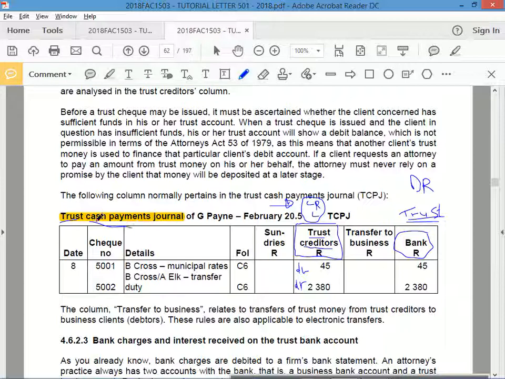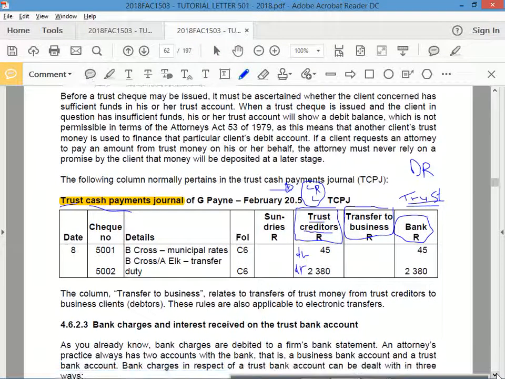That's why you've got a trust cash payments journal. But again, 3 columns here. There is a 4th, but this is only for a transfer. A transfer to the business. Right, when would you have a transfer to the business?